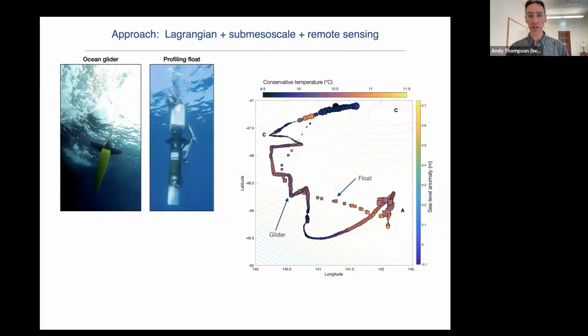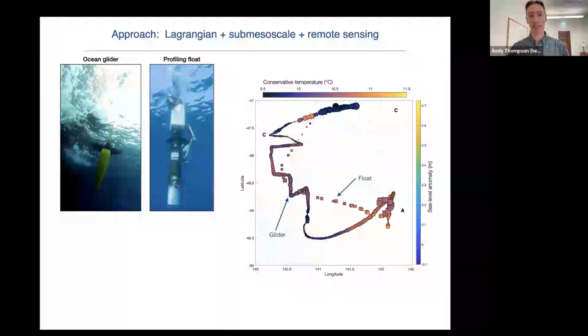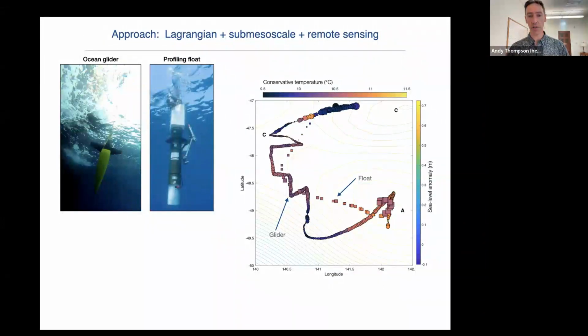The small squares that you can see there are the locations where the float was profiling roughly once per day. You can see that the trajectory sort of starts at the top and moves in a counterclockwise sense. And then we use the glider, as shown by the circles here, to sample around the float, and in particular, trying to sample perpendicular to the float's trajectory to capture the density structure associated with the geostrophic flow.